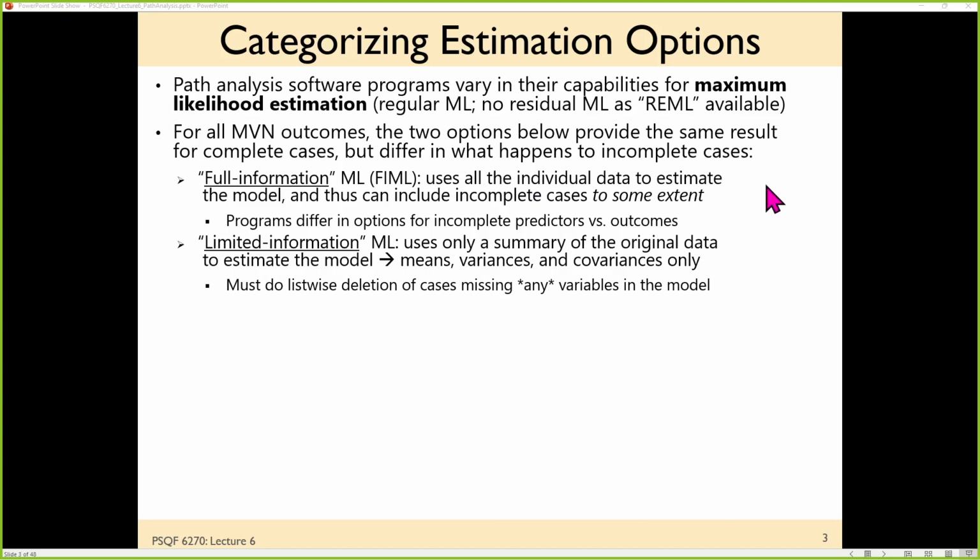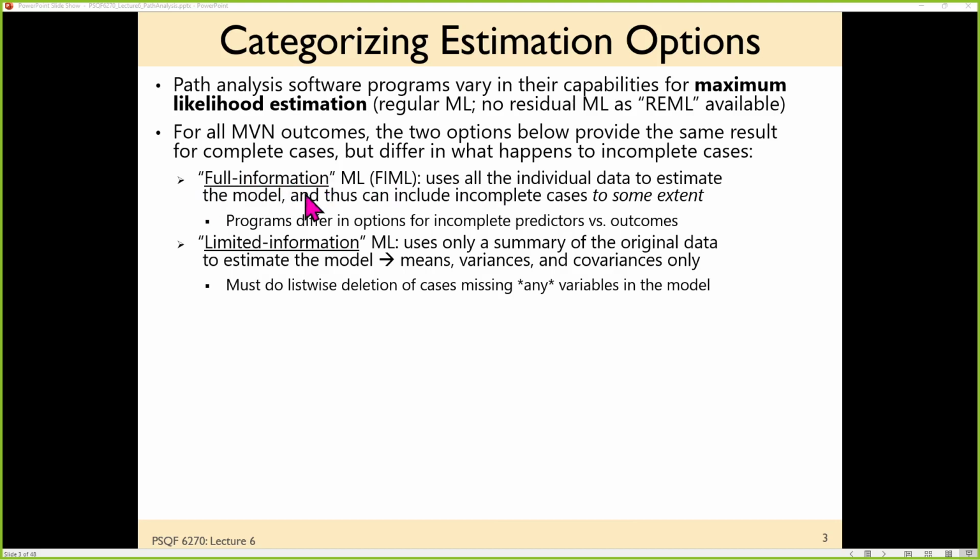Okay. So path analysis software vary in their capability for maximum likelihood. So with multivariate normal outcomes, the difference between what is known as full information maximum likelihood and limited information maximum likelihood is the same thing. So the only difference is with respect to what happens to missing data. You end up with the same parameter estimates in theory if your data obey the assumption of missing at random.